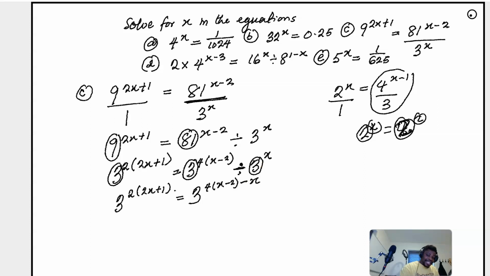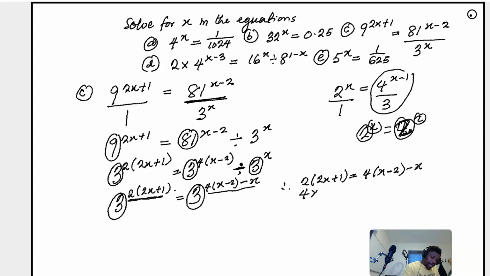That is the second rule I gave you in laws of indices. So now, the base on the left-hand side is equal to the base on the right-hand side, which means the powers are equal. So I can say 2(2x + 1) is equal to 4(x - 2) - x. Opening the bracket: 2 times 2x is 4x, 2 times 1 is 2, 4 times x is 4x, minus 4 times 2 is 8, minus x.